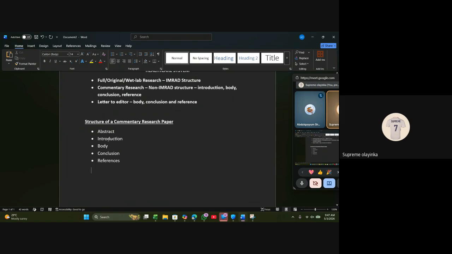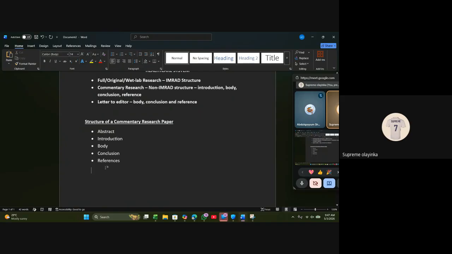Then introduction, you have to introduce the research and the topics. You have to introduce some basic things we need to know about the topic you are trying to write about. Then the body is where you actually write your advantages and disadvantages. Then you have to conclude based on your findings, and then you have to write the references.